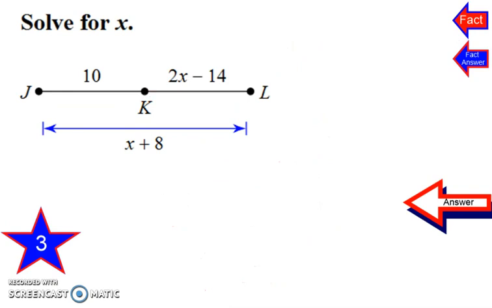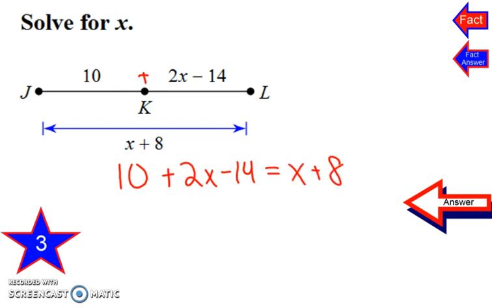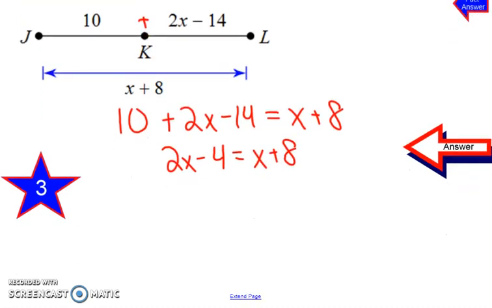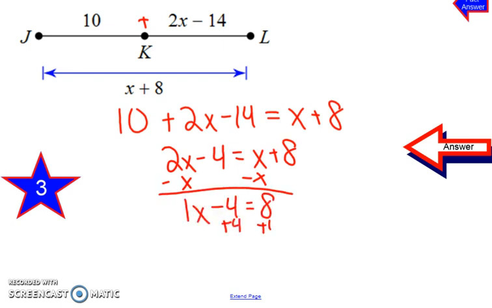If we look at the third example, again, we have line segment JKL and we have a congruent line segment at the bottom. So we're going to add them together. 10 plus 2x minus 14 equals x plus 8. So I get 2x minus 4 equals x plus 8. And in the end, I get x is equal to 12.